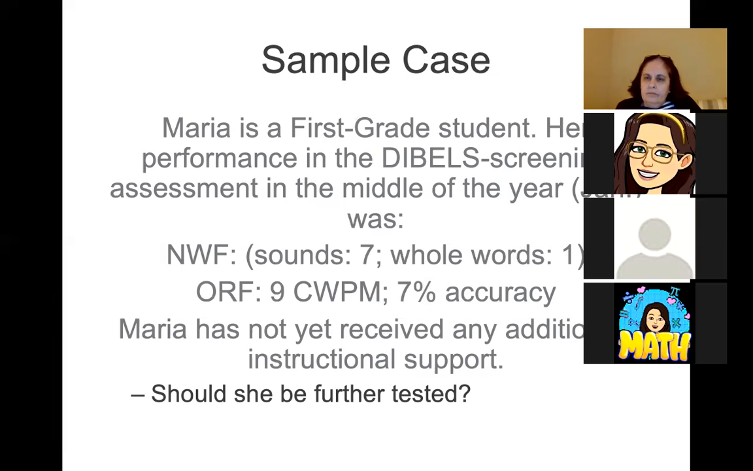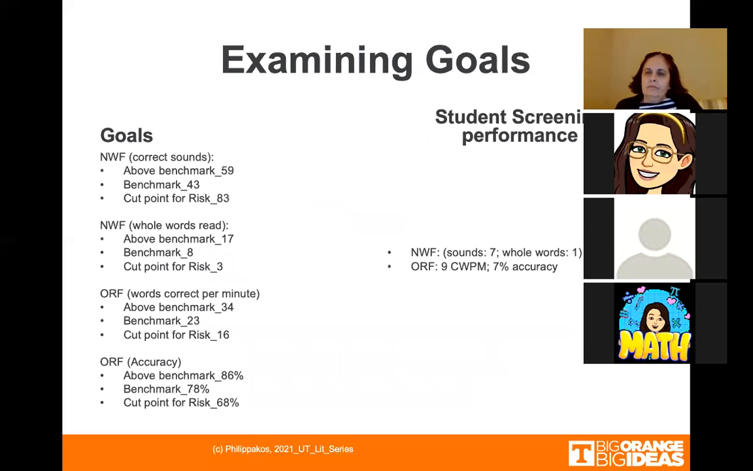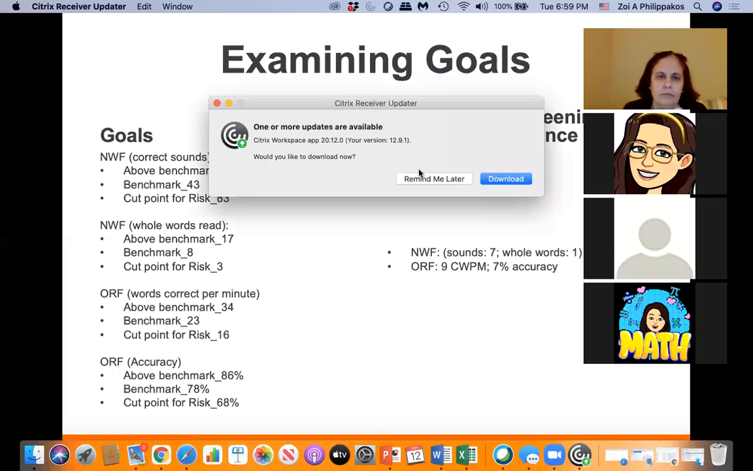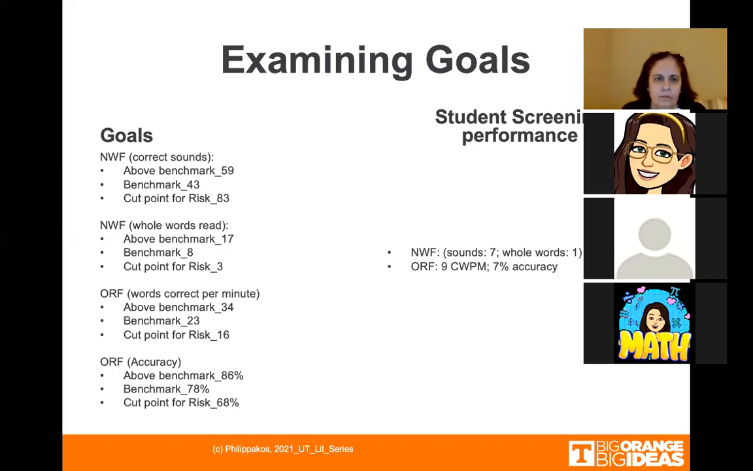In order to answer this, we need to know, in this measure, what are the benchmarks? So here are the benchmark goals. In nonsense word fluency, the cut point for risk is 83, and the student scored 7. In nonsense word fluency, whole words read, the benchmark is 3, she read 1. And in oral reading fluency, the cut point for risk is 16, she read 9. And the cut point for risk for oral reading fluency accuracy is 68%, she scored a 7%.